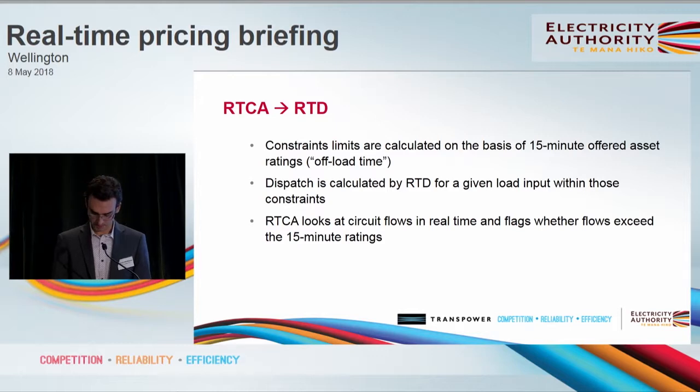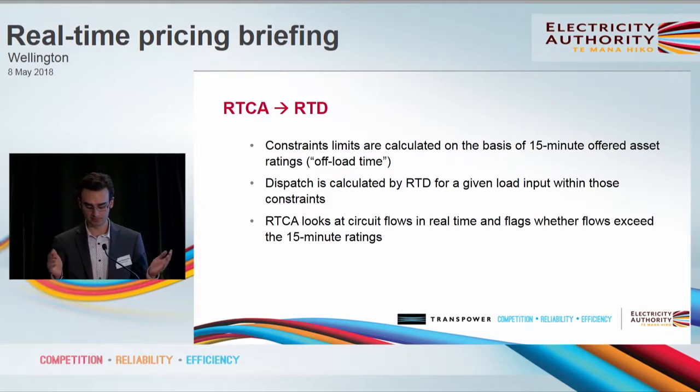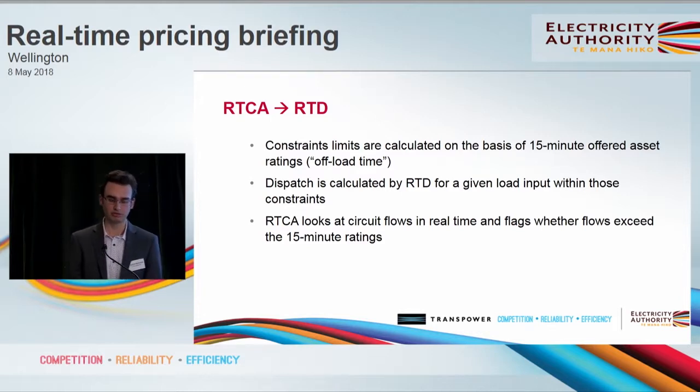So, getting into the real nuts and bolts now, the constraints that we calculate are calculated on the basis of our offered asset ratings. Transpower as the grid owner provides Transpower as the system operator with these offered ratings on the basis of a 15-minute offload time. So a binding constraint will be calculated with the right-hand side that allows the coordinators to redispatch the power system within 15 minutes if one of the branches in that constraint were to trip. So that's the fundamental of it.